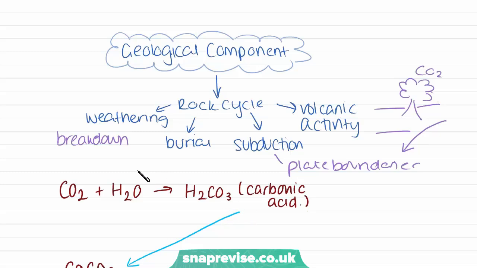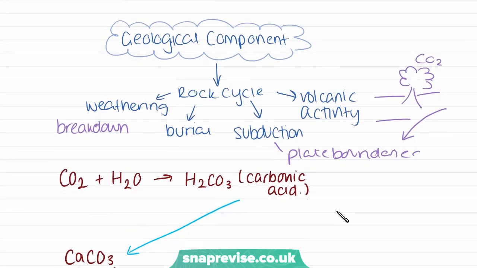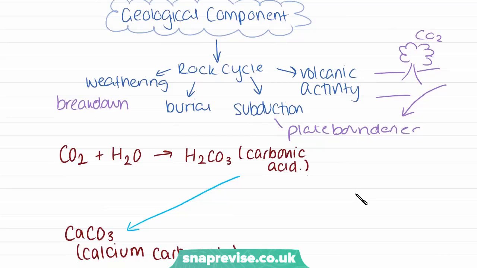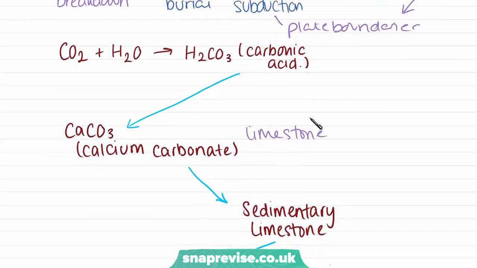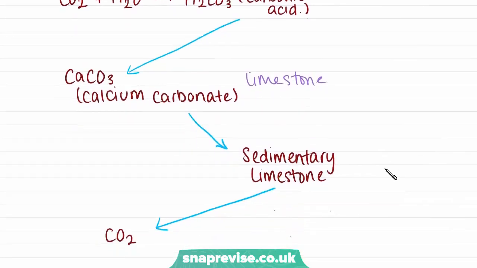Another part of the geological component of carbon movement is the formation of limestone. This is through the process of carbon dioxide and water combining to form carbonic acid. This carbonic acid then reacts to form calcium carbonate, also known as limestone, which is a type of sedimentary rock that contains carbon, as shown here.